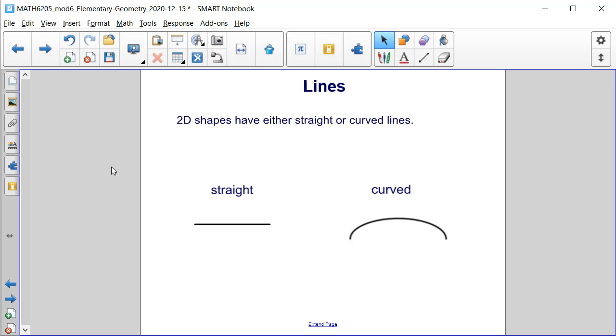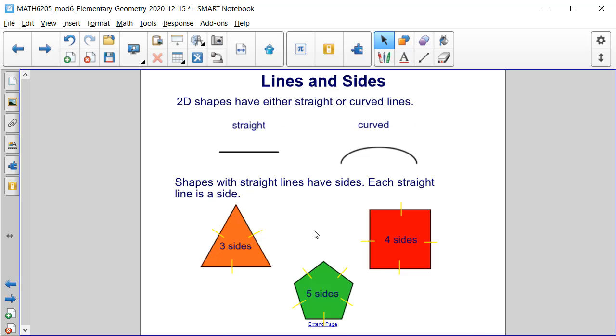2-dimensional shapes have either straight or curved lines. So straight means they're a straight line, or it could be a curve. That's just 2-dimensional shapes. Polygons themselves are simply made of straight lines and must be enclosed. Shapes with straight lines have sides, and each straight line is considered to be a side. If a shape has a curved line, the number of sides are not counted.